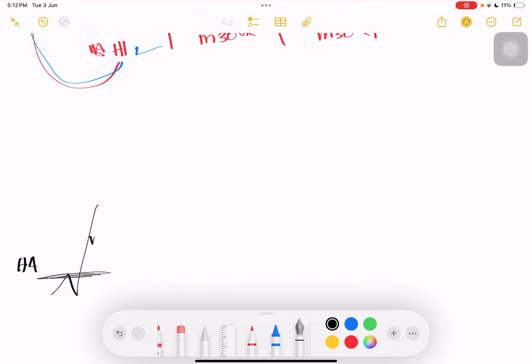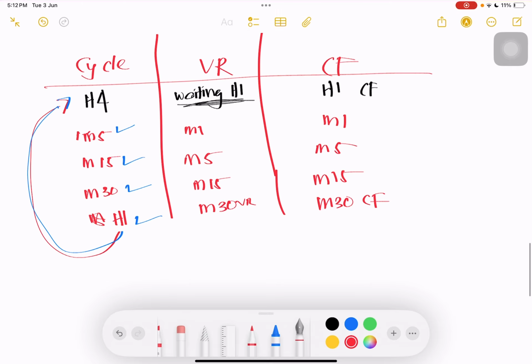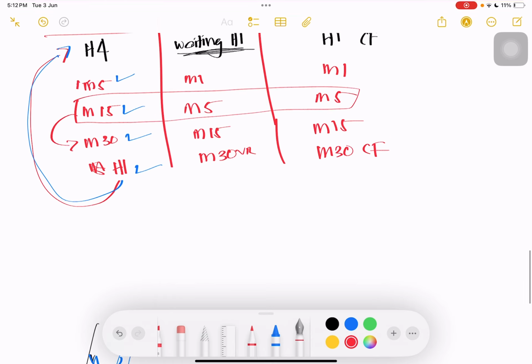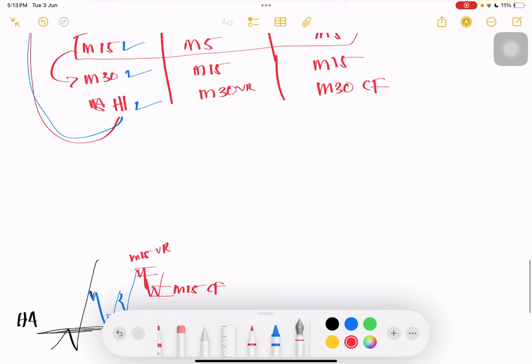Once I see M5VR, M5CF, then pull back entry. After that, we go to the next cycle, the M30 cycle, which is M15VR, M15CF. Okay, pull back, entry, boom.